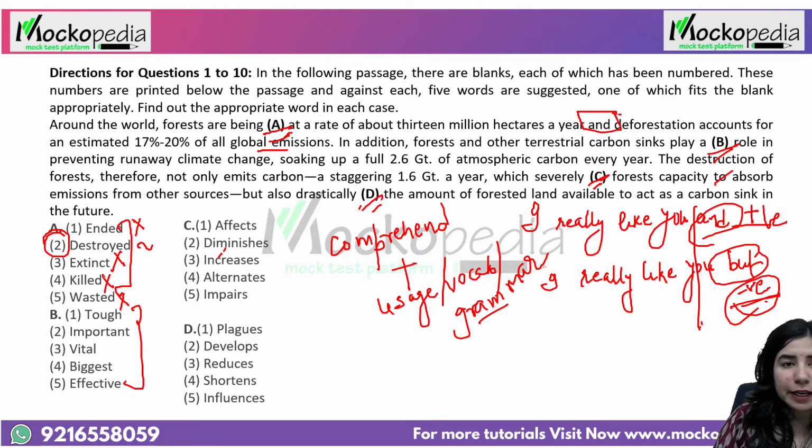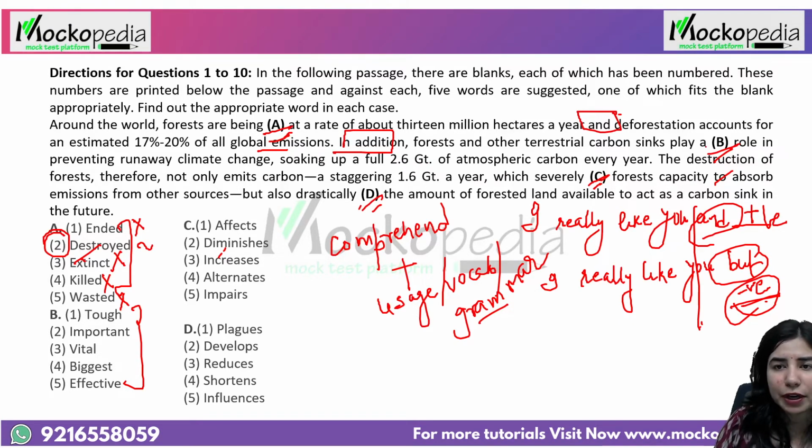Now let's come to the next part. That means the next blank. So you should be clear. You should be able to comprehend the information that they're saying: the forests are being cut and that's eventually leading to deforestation, which is accounting for 17 to 20% of all global emissions. Now take a look at this word, "in addition". You need to pay a lot of attention to transitions. So transitions help us understand how the discussion is proceeding. So in addition, forests and other terrestrial carbon sinks play a dash role in preventing climate change, soaking up to a full 2.6 gigatons of atmospheric carbon everywhere.